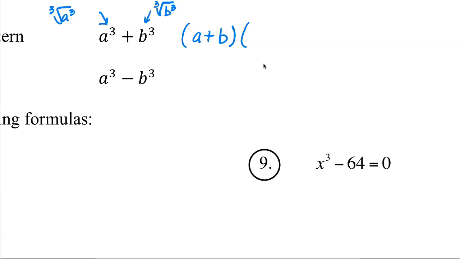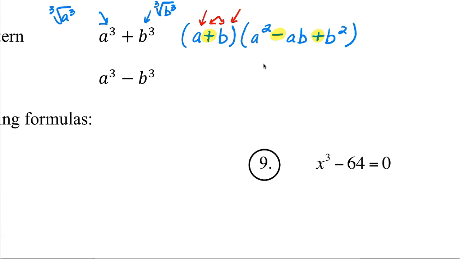And then once you have that a and b, the pattern is you're going to square the first term, you're going to multiply the two terms together, and then you're going to square the last term. That's kind of the formula. That's how I remember the formula. So we square the first term, so that's a squared, minus, we multiply the two together, ab, and then we square the last term, so that's b squared. And notice the signs. We have a plus, a minus, and a plus.